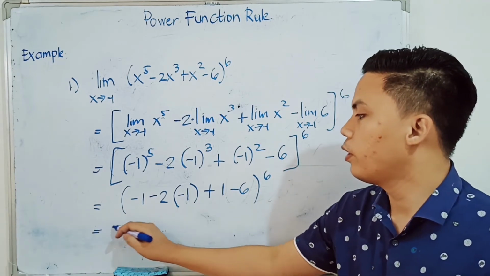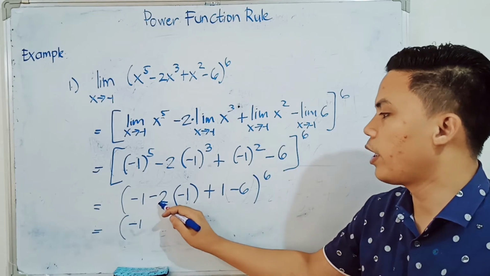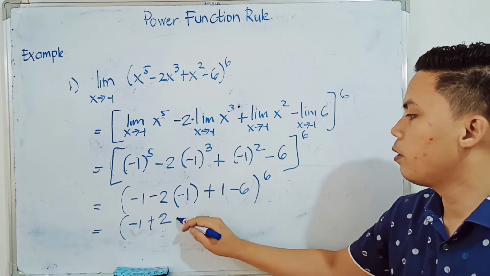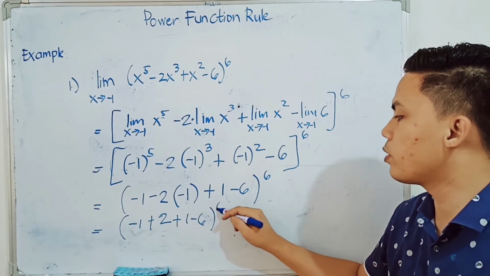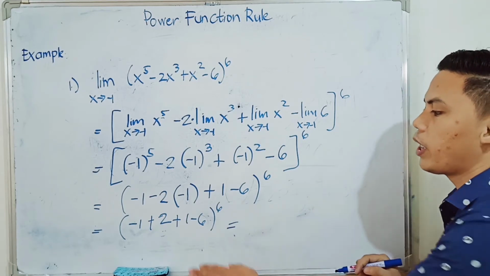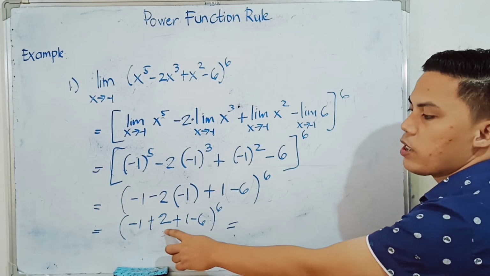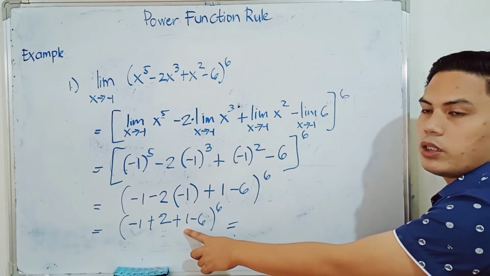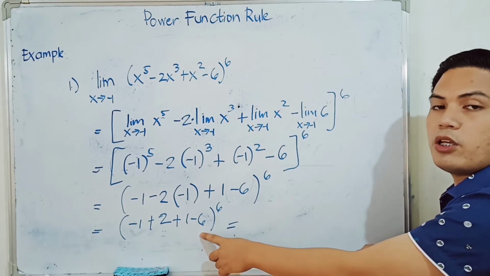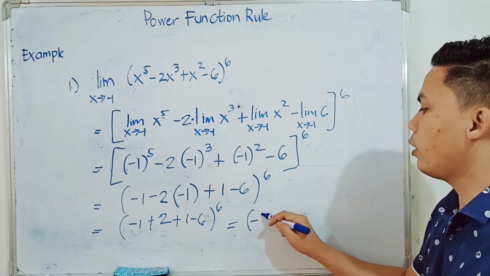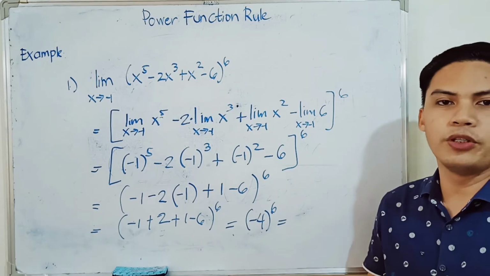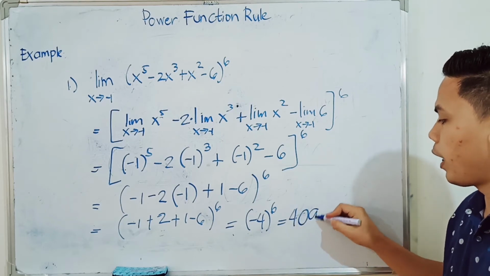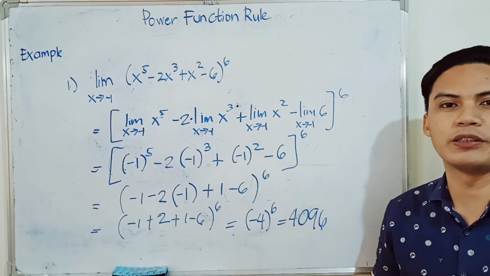Simplify natin further. We have -2 times -1, we have +2. Then, +1 minus 6 raised to 6. Okay? Pwede natin i-combine lahat ng nasa loob ng parentheses. So, you have -1 plus 2, that is equal to +1. +1 plus 1 is equal to +2. +2 minus 6 is equal to -4. So, -4 raised to 6. So, -4 raised to the power of 6 is equal to +4096. And this will be our final answer.